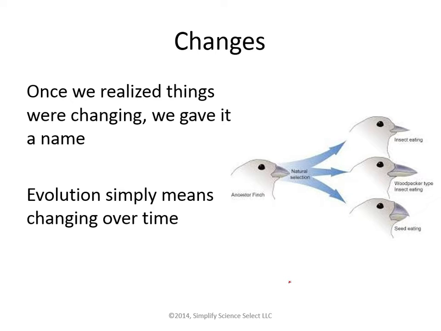Now, once we realized that things were changing, we needed a name, and we used the word evolution. That's all that word means. It is really as simple as that. Change over time. The fact that this finch here, slowly over time, depending what food was available, slowly the population changed to have different types of beaks.